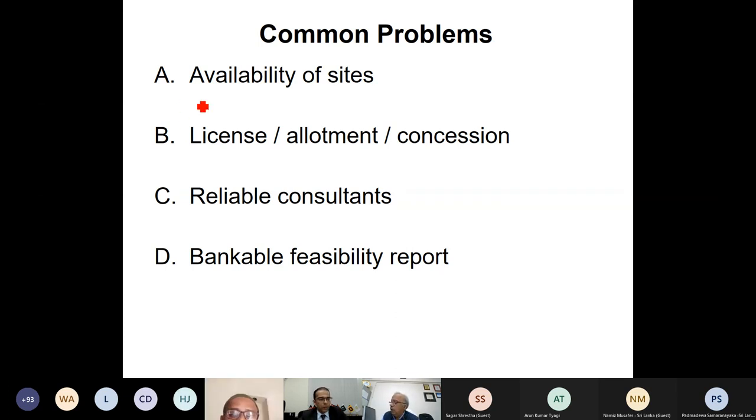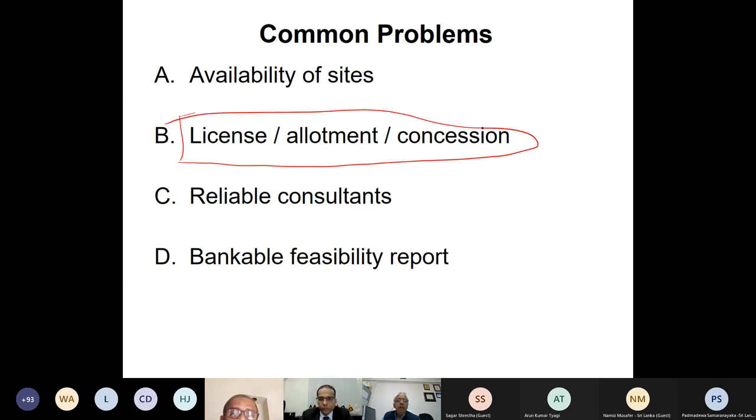And the second thing is, if at all, how to obtain the license, allotment, and concessions. These are very common problems you face. And then, when you do everything, who are the reliable consultants? Because in-house capacity is most of the time not there in small-scale hydropower. You may know something, but to have a project completed, you need a reliable consultant. Of course, if you have good knowledge, like Mr.